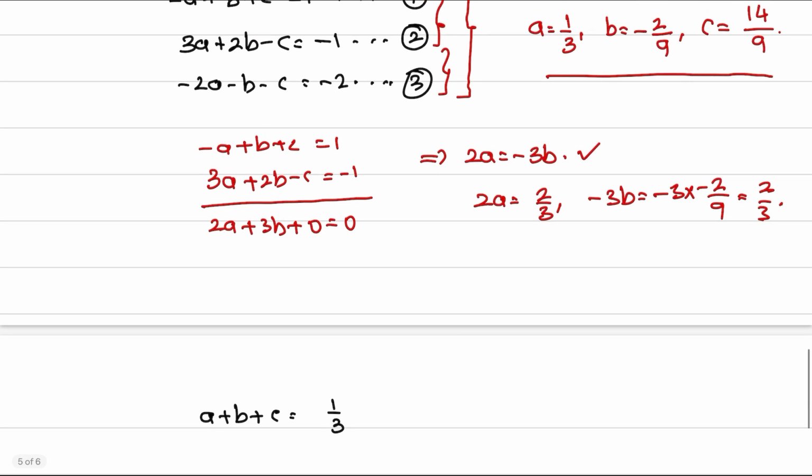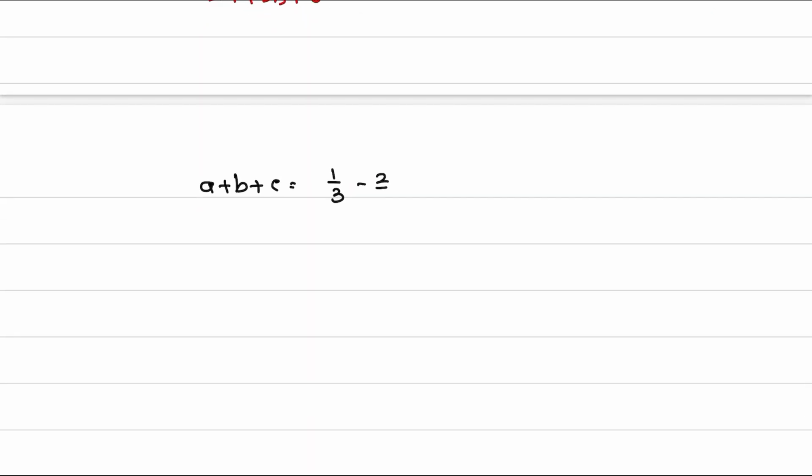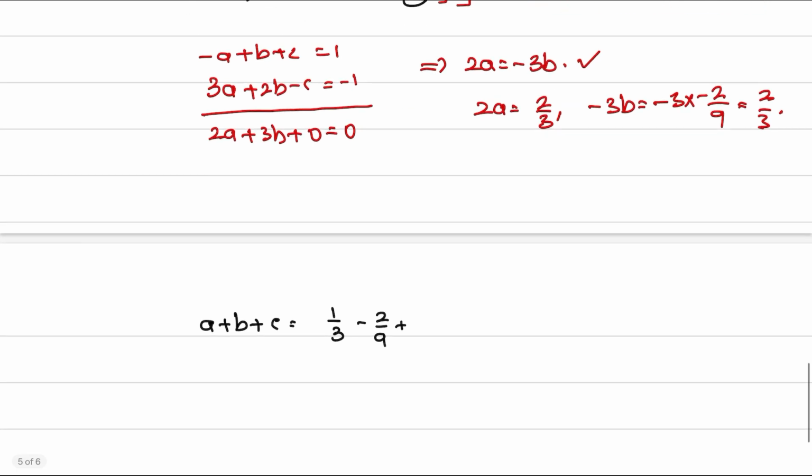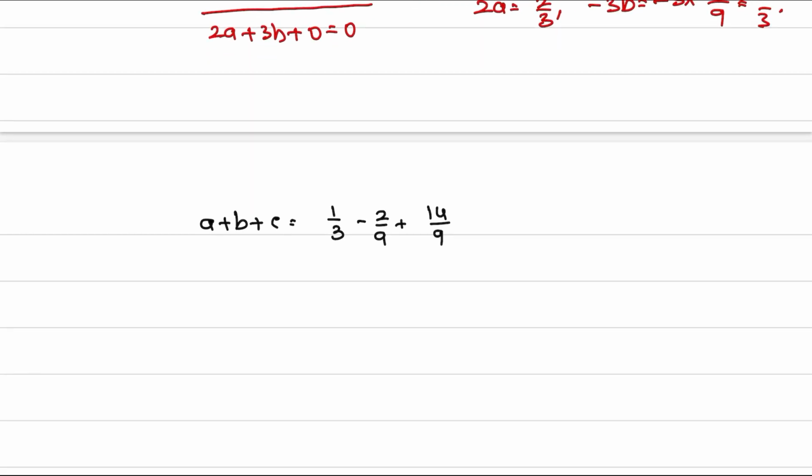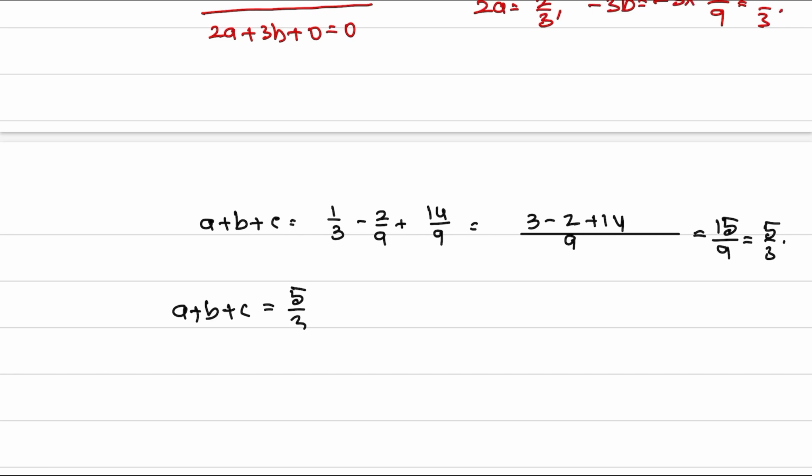A plus b plus c is equal to 1 by 3 minus 2 by 9 plus 14 by 9. That is, 9 as the LCM. Here it is 3 minus 2 plus 14. That is 15 by 9. That is equal to 5 by 3. The answer is A plus B plus C is equal to 5 by 3.